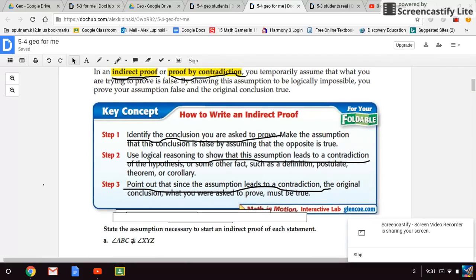So these take 3 steps, and you can read the whole sentence, but essentially it boils down to these 3 steps. Step 1, identify the conclusion you're asked to prove. Step 2, use logical reasoning to show that this assumption leads to a contradiction. And step 3, point out that the assumption leads to a contradiction, or the original conclusion, what you asked to prove. So that's a lot of stuff. We're going to go over it, but that's what it boils down to.